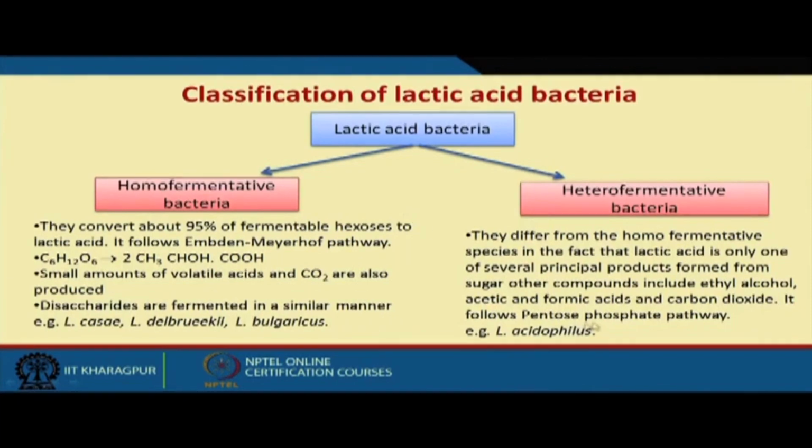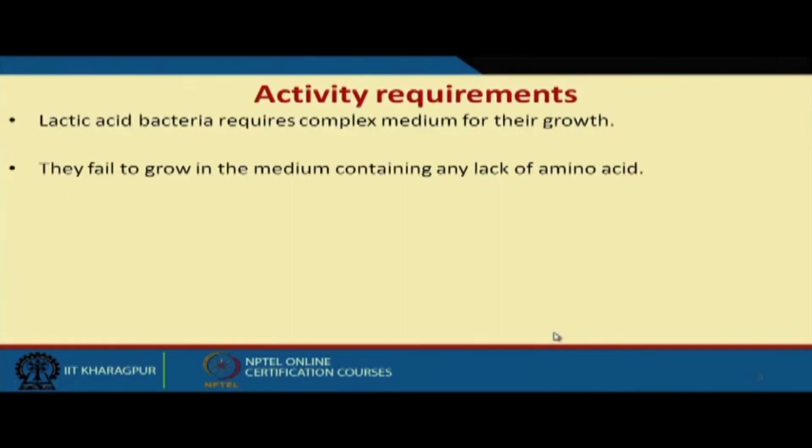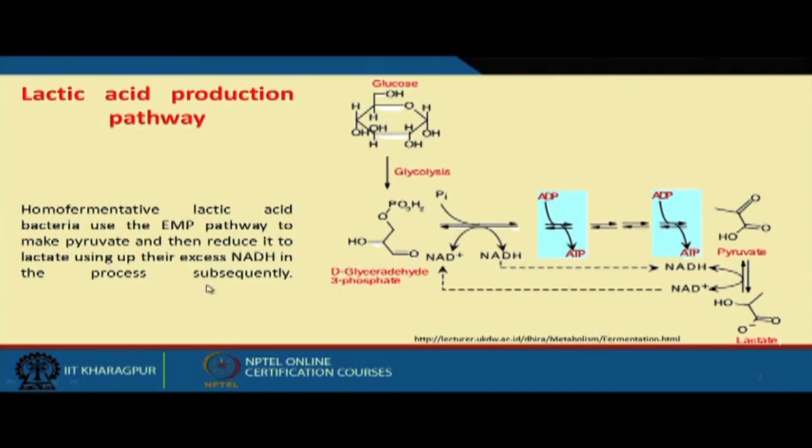It follows the pentose phosphate pathway. So, let me talk about the heterofermentative process. The problem is that the product is not only lactic acid; with lactic acid you will get some other additional products, as for example ethanol and other things. Carbon dioxide etc. will form in the fermentation broth.